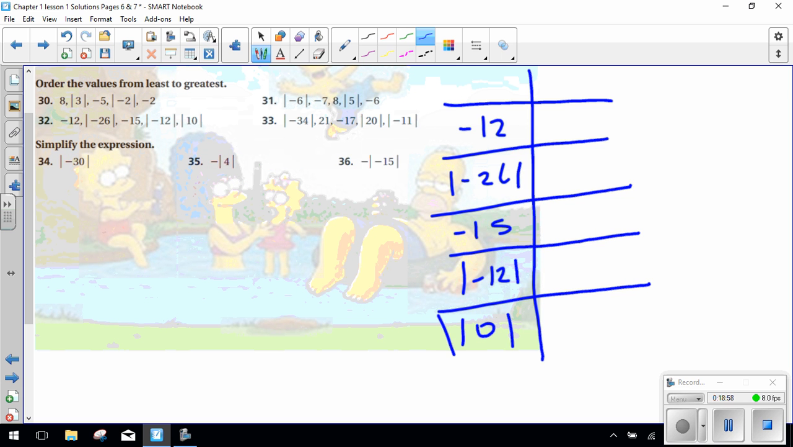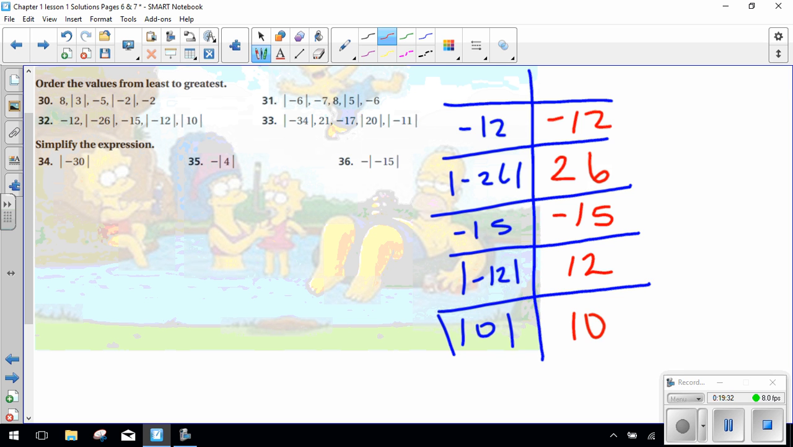All right, what I'm going to do now is take anything that needs absolute value. So this first number is simply -12. The second number is the absolute value of -26, which is 26. The third number is simply -15. The fourth number is the absolute value of -12, which is 12. And the last number is the absolute value of 10, which is 10.